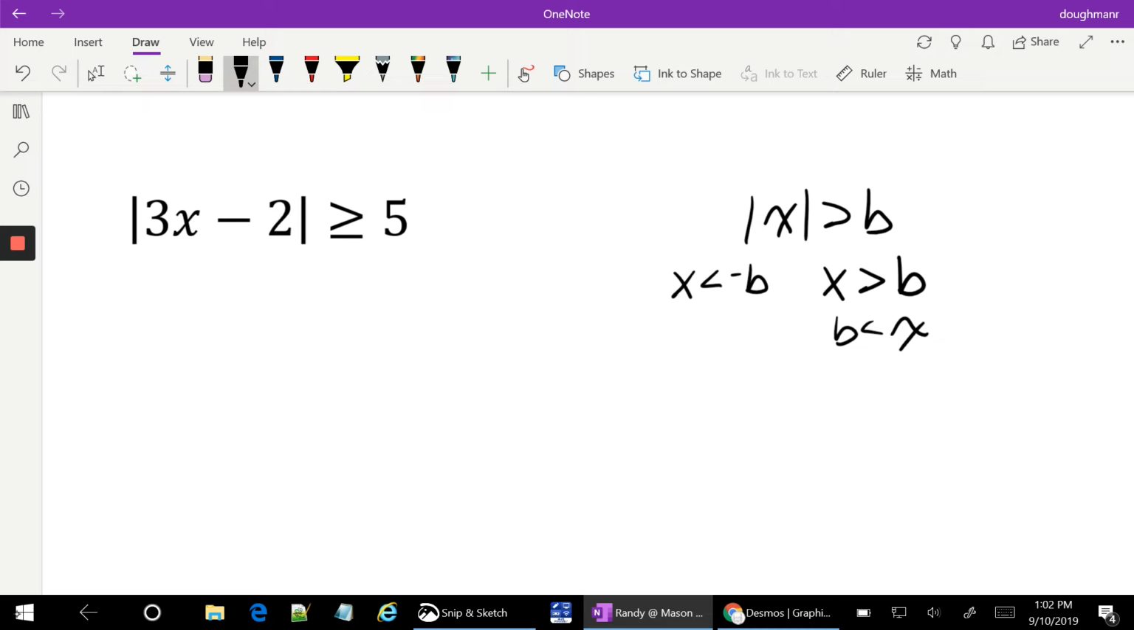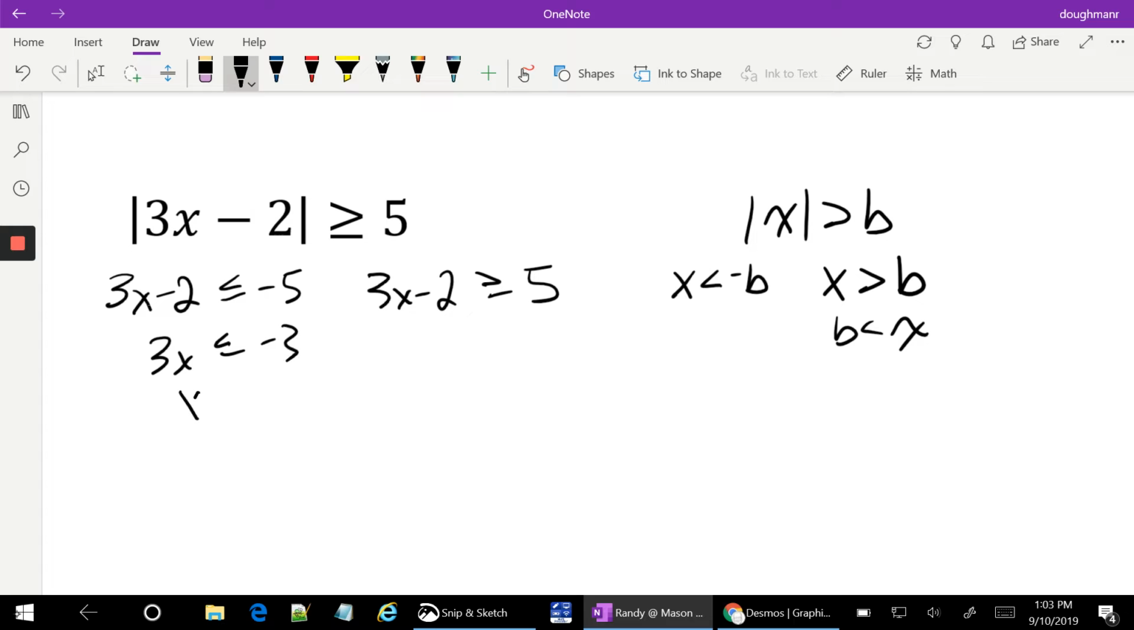One equation is 3x minus 2 is greater than or equal to 5. And the other equation is 3x minus 2 is less than or equal to negative 5. And let's just solve these two equations. Let's start over here. 3x is less than or equal to negative 3. X is less than or equal to negative 1. So I like that.